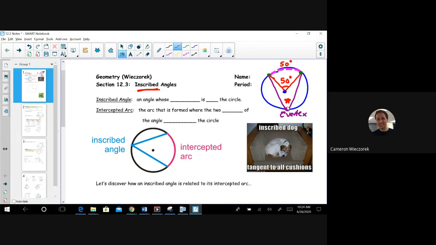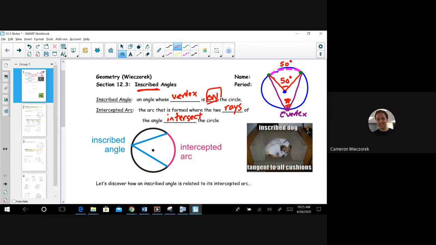That angle that I have right here with two swoops is what we call an inscribed angle. It's an angle whose vertex is on the circle as opposed to being at the center. So central angle, vertex is at the center. Inscribed angle is an angle whose vertex is on the circle, meaning on the circumference. And the intercepted arc is still the pink one that I have in the picture. It's the arc that's formed where the two rays of the angle intersect the circle. So where I have my green dots, it's the arc between those green dots.